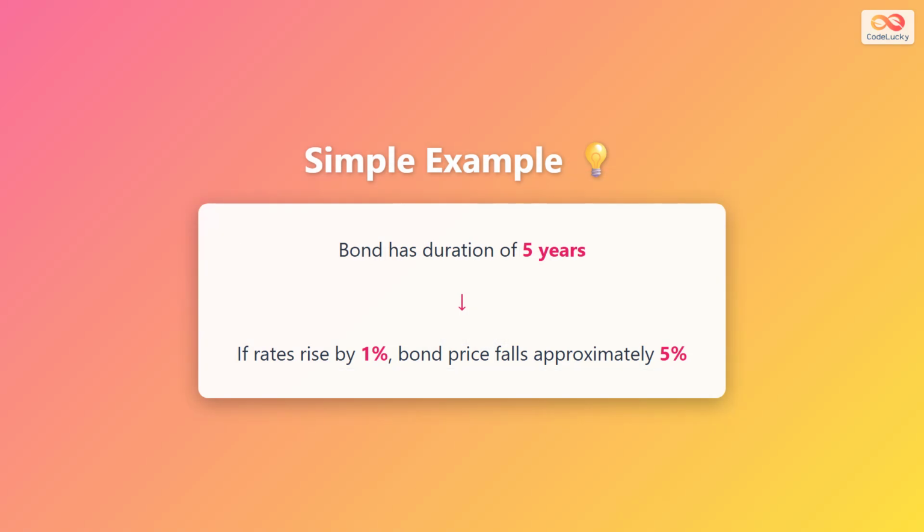Let's look at a concrete example. Imagine you own a bond with a duration of 5 years. If interest rates in the market rise by 1%, your bond's price will fall by approximately 5%. The relationship works both ways. If rates fall by 1%, the price would rise by about 5%. This helps you understand your potential gains or losses.